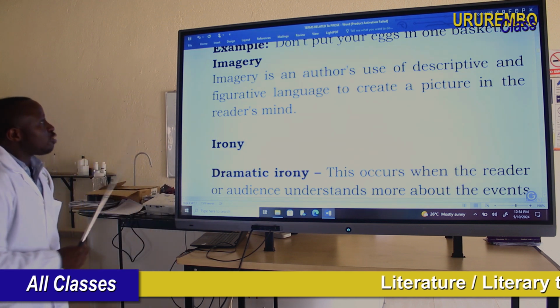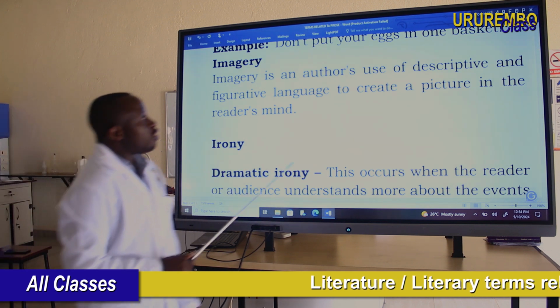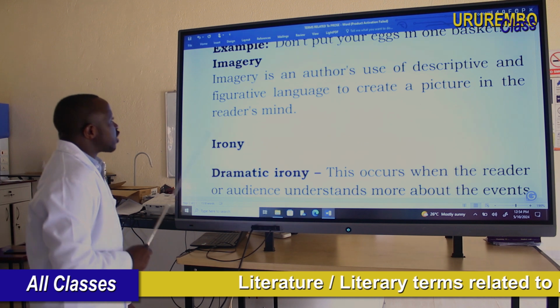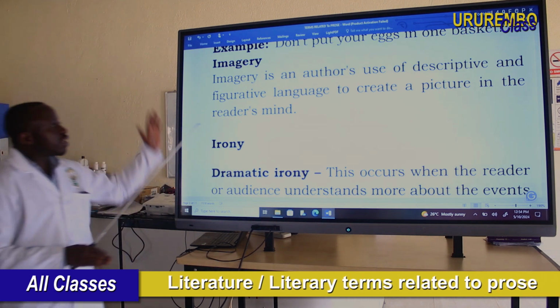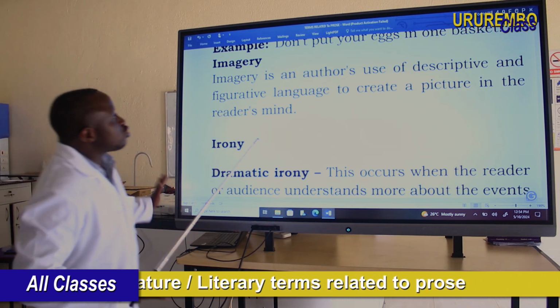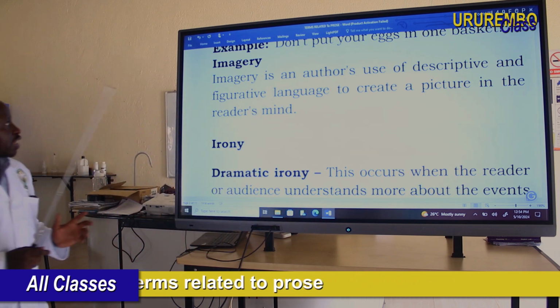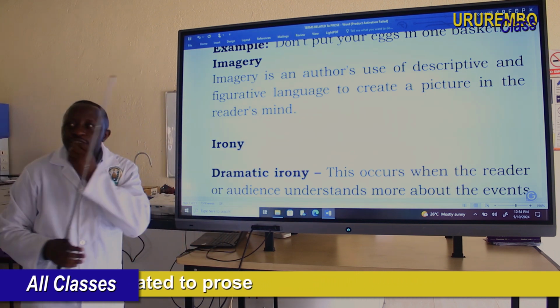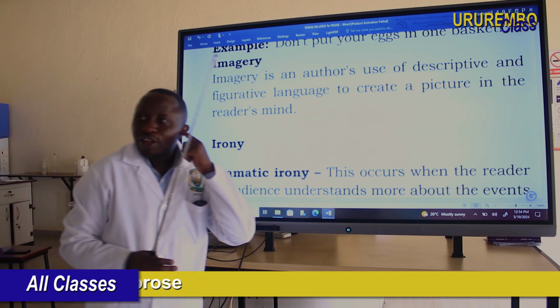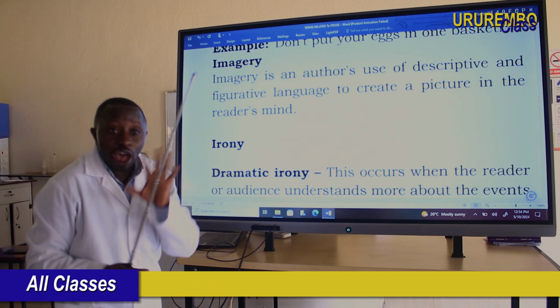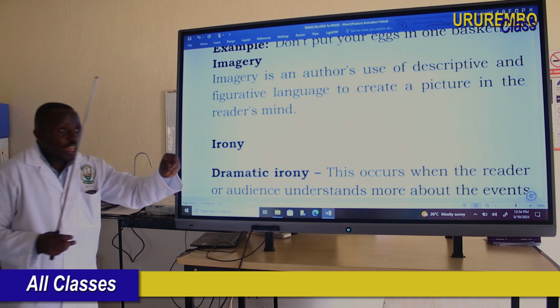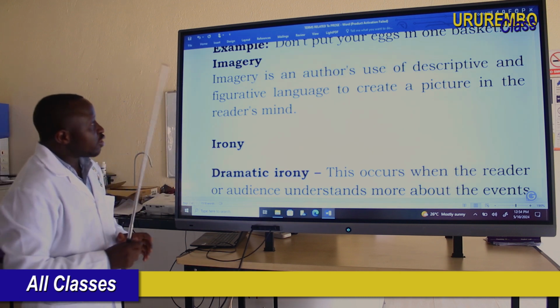Imagery also is an author's use of descriptive and figurative language. This imagery is used simply to create a picture in the reader's mind. Imagery is where you can taste, you can hear, you can see, you can touch. This is imagery.